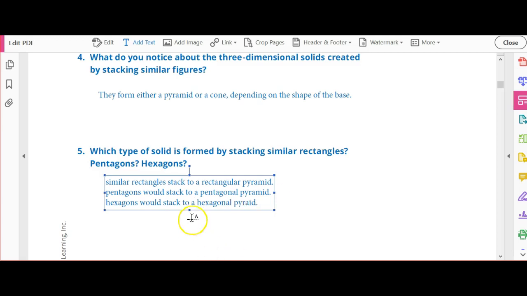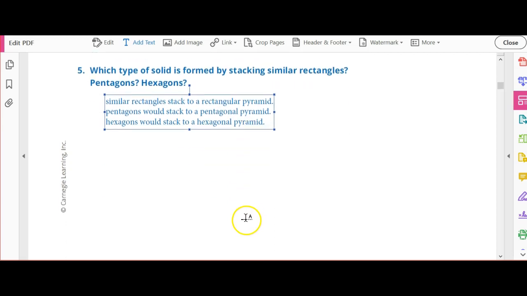Okay? This is what we're doing with all of those names of the different polygons: once we get past the rectangle, we get to the pentagon, and so it's pentagonal, hexagon, hexagonal, etc. Right? We did this before. We said octagon was octagonal, right? So you would just take the name of the polygon and add AL to the end of it, and pyramid. I put an N in there. Okay, that's how that works.